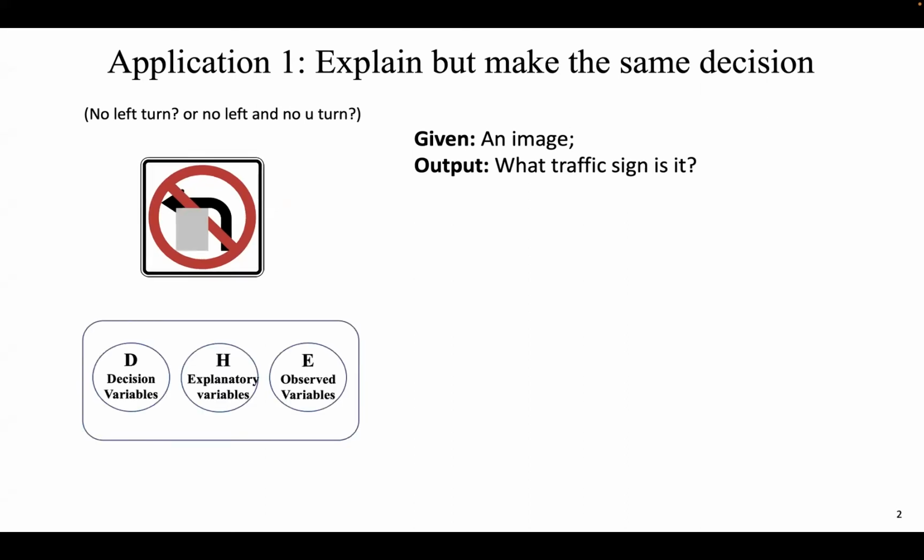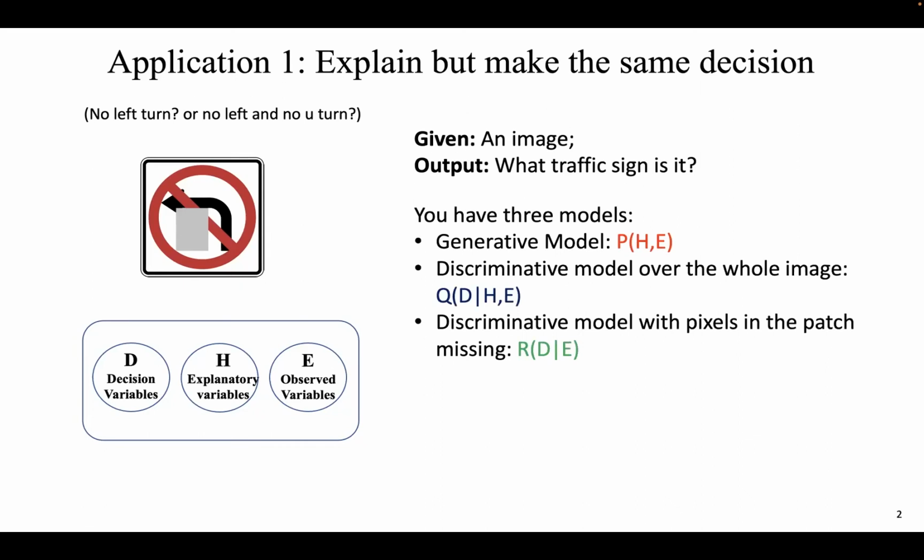Let us say your AI system is equipped with 3 models, and we have 3 subsets of variables. Decision variables, which in this case is a class variable. Evidence variables, E, which in this case are the pixels minus the patch. And explanatory variables H, which in this case are the pixels associated with the patch.